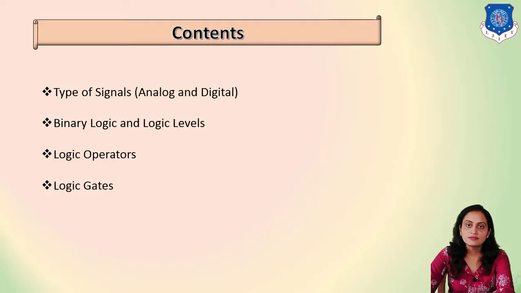So let us begin. These are the contents I'm going to discuss in this video. First we will see different types of signal, and in that we will see the difference between analog signal and digital signal. Then we will see the binary logic and logic levels. So what are the different types of logic levels available, that we will see. Then we will see the logic operators, and at last we will see the logic gate classification, and we will see the symbolic representation of all logic gates and functionality by the truth table.